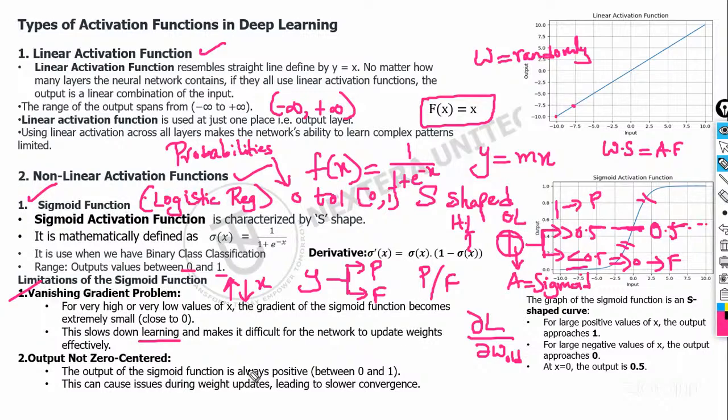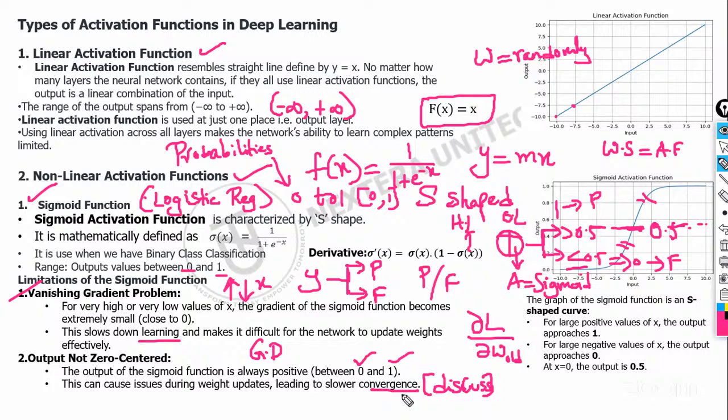So the output of the sigmoid function is always positive, between 0 and 1. This will cause problems in the weight updates, and moreover, it leads to slower convergence. What is this convergence? We'll discuss it. Each and every point that I'm noting will be covered in the gradient descent algorithm, because this is the algorithm that will be used as part of backpropagation.